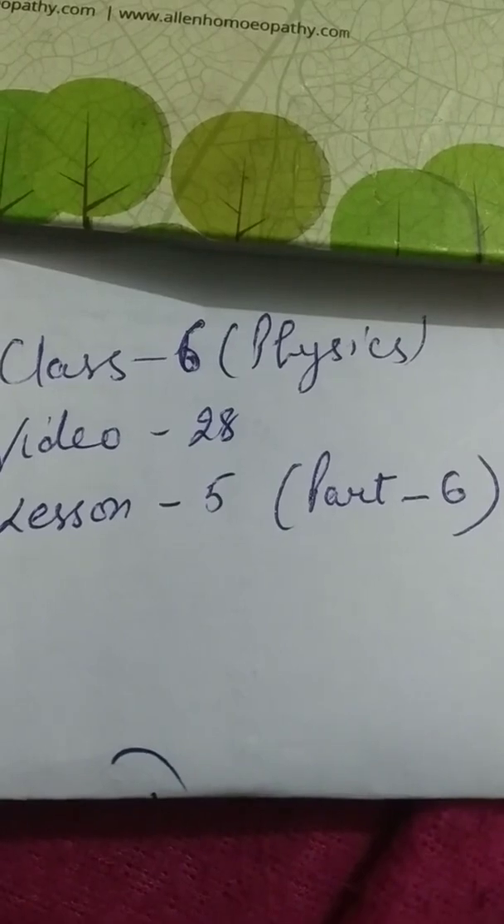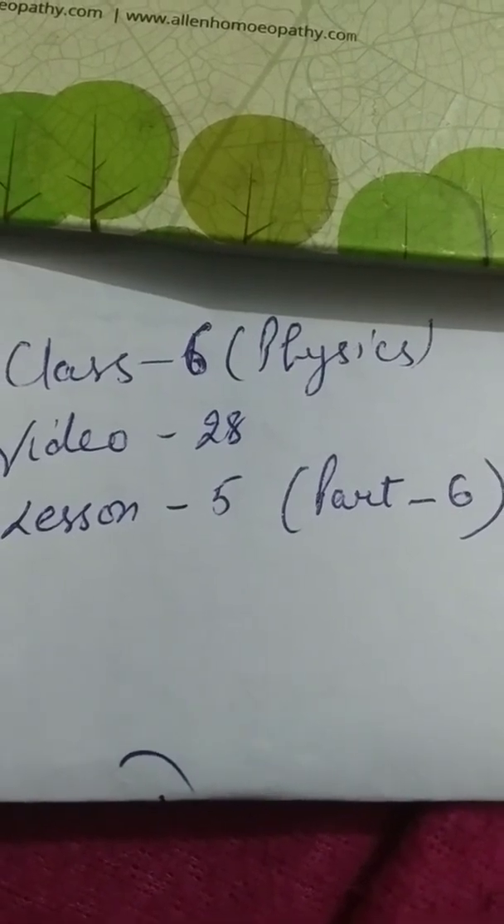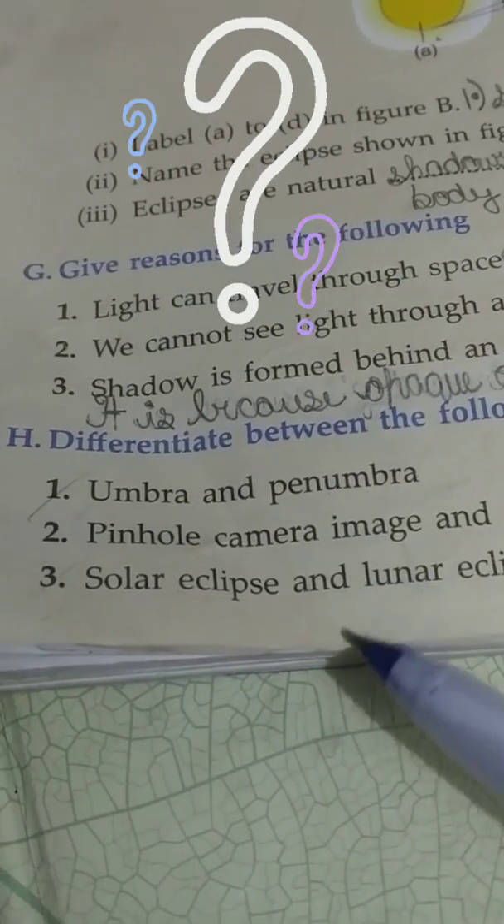Class 6 physics. We will continue with lesson number 5. It is part 6. H part, differentiate between the following.